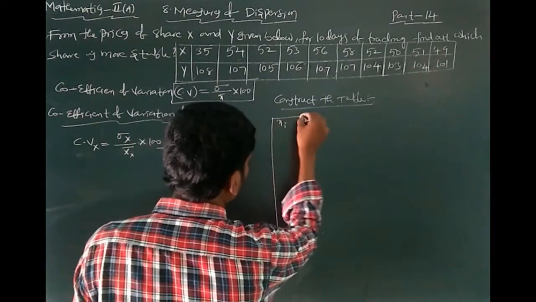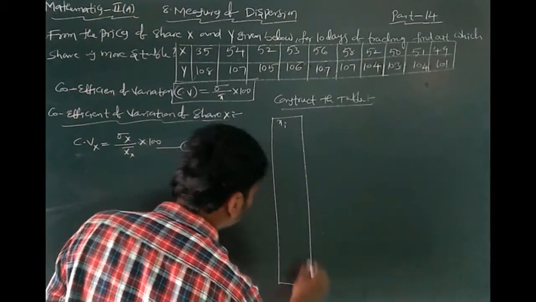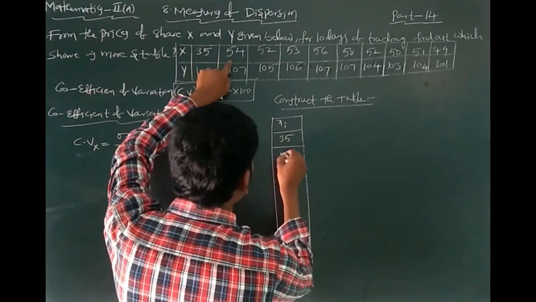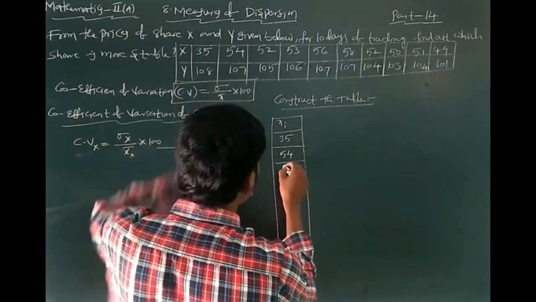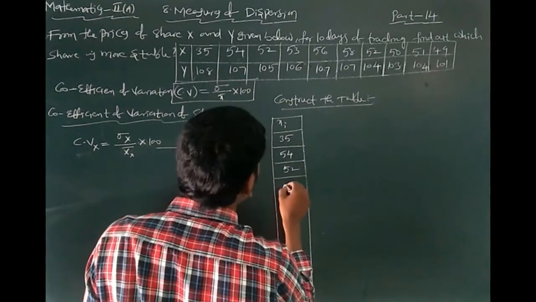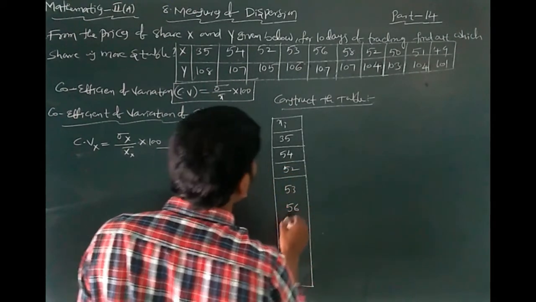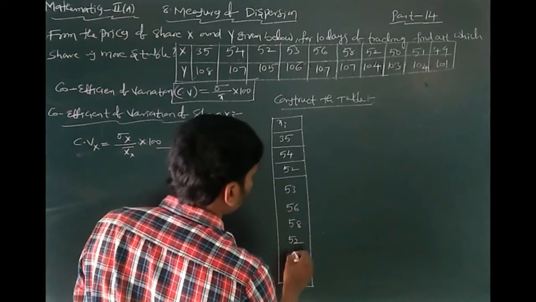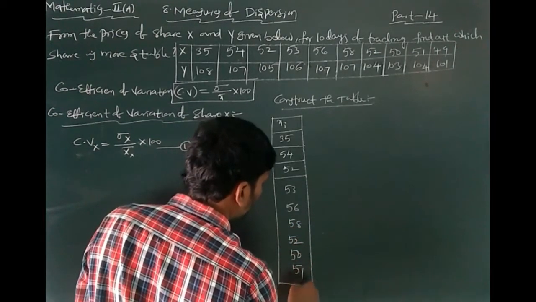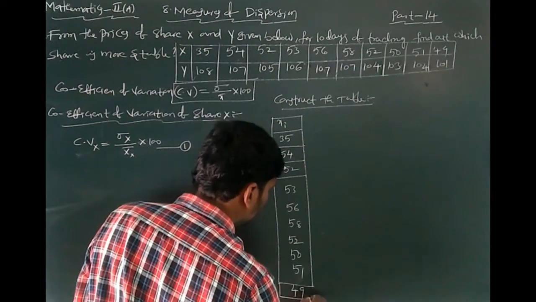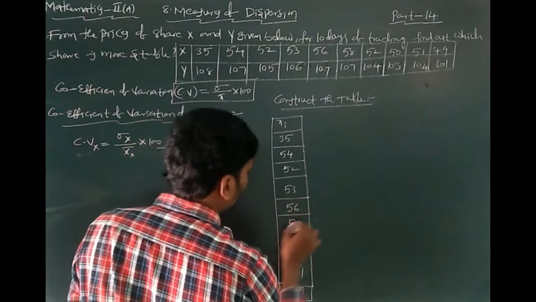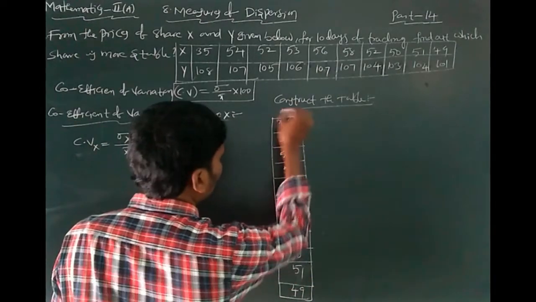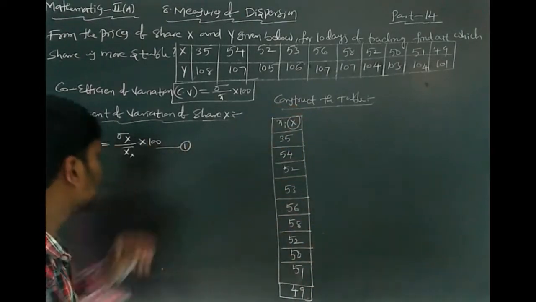In this table, first we write the X shares, nothing but X suffix i. The values are 35, 54, 52, 53, 56, 58, 52, 50, 51, 49. These are the values of the capital X. Add these all, you get X bar.